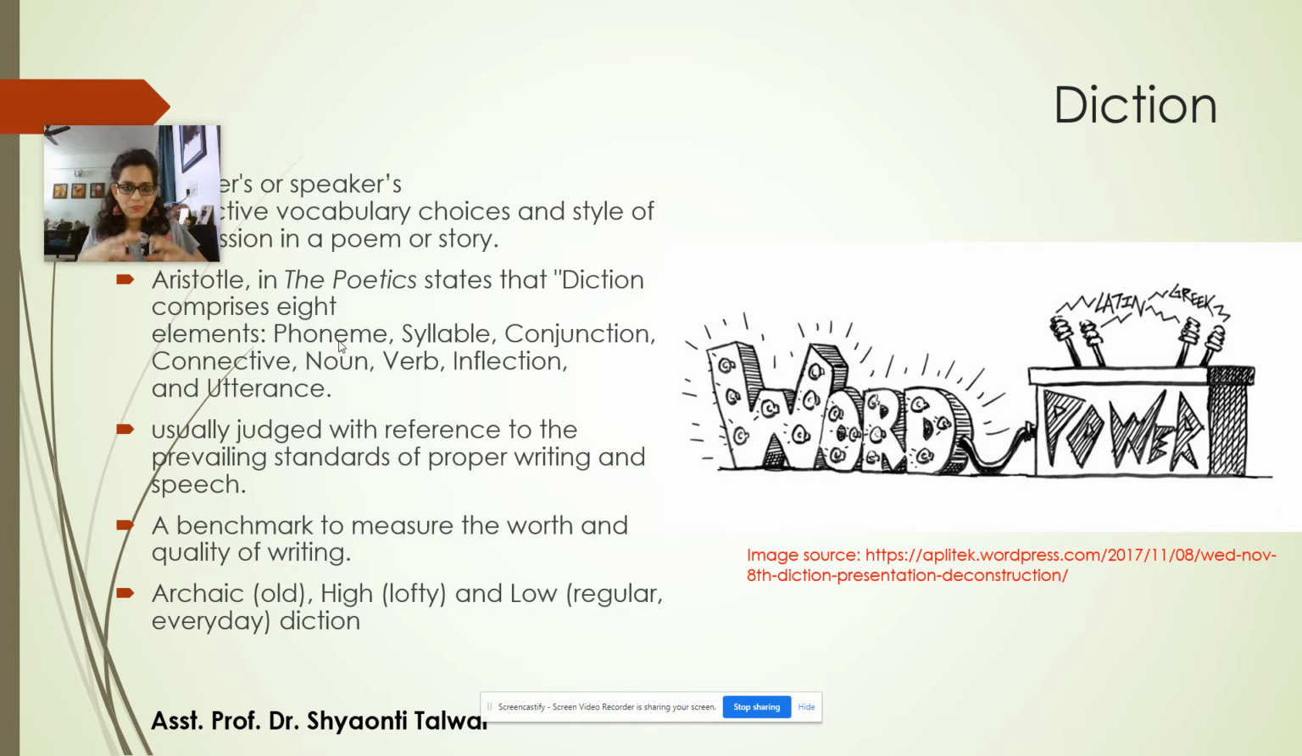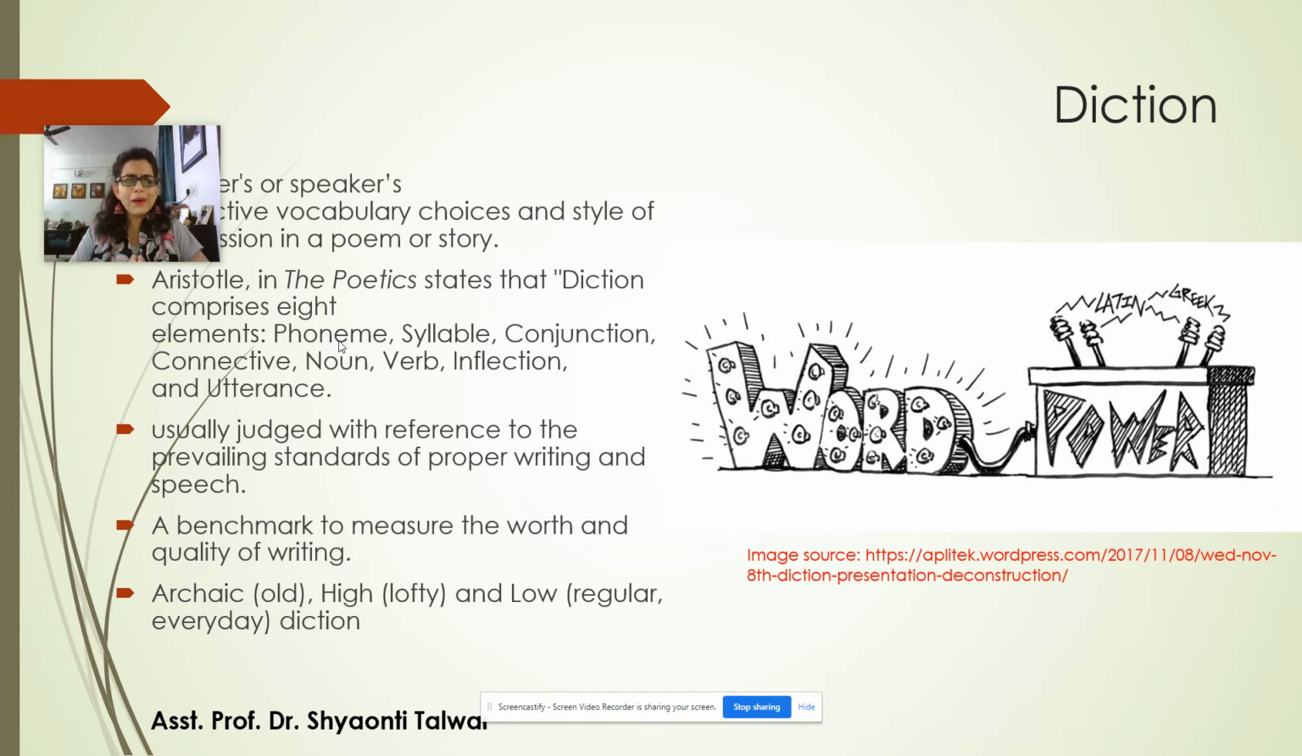So if the writer is deliberately choosing this kind of language, one reason could be that the writer belonged to that era. The other reason could be that the writer is trying to give it an old feel, right? A particular contextual feel. Then the other kind of diction is high, lofty, like the kind of language which is used in epics and tragedies, right? And then there's the low diction, the regular everyday diction.